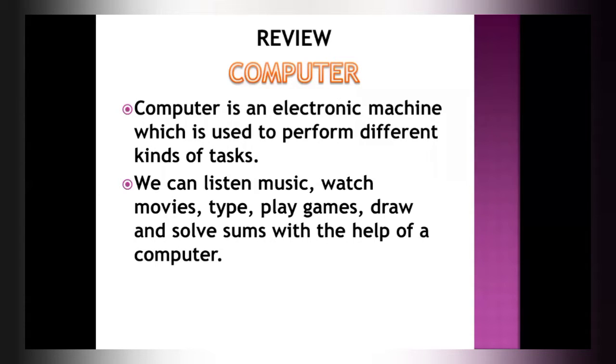In the previous class I told you what a computer is, so I am telling you again. A computer is an electronic machine which is used to perform different kinds of tasks. With the help of a computer, we can listen to music, watch movies, type, play games, draw and solve sums. So what is a computer? A computer is an electronic machine which is used to perform different kinds of tasks. For example, listen to music, watch movies, type, play games, draw pictures and solve sums with the help of a computer.